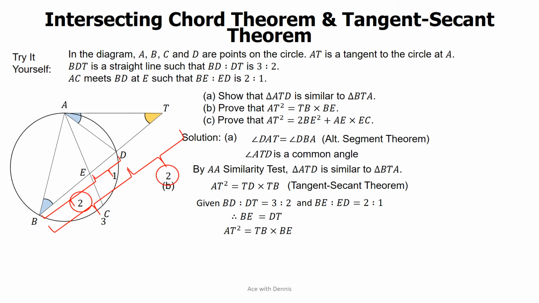Substitute this into the equation. AT squared equals TB times BE. Proven.